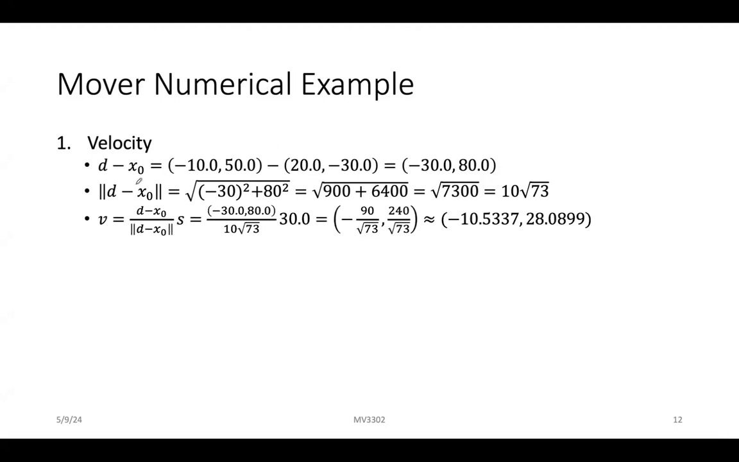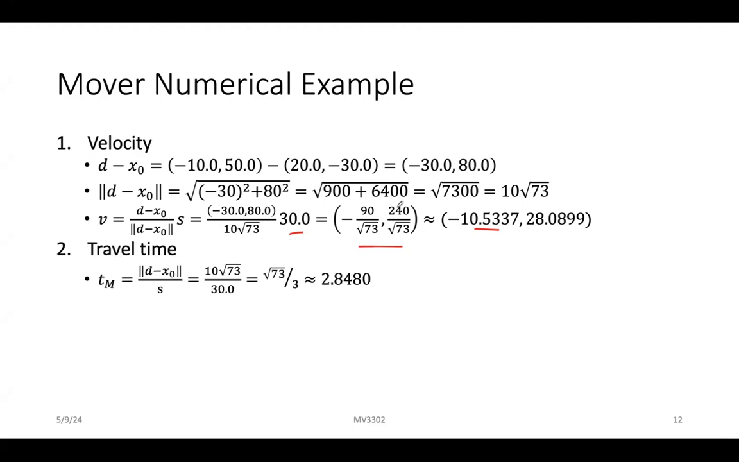Having done these two, we divide our difference vector by the distance and multiply it by the speed. So here's our difference vector, here's our magnitude, so this is a unit vector in the right direction. Multiply it by the speed of 30 in this case, and we get this value, and only at the very last minute should you unravel the thing. Okay, so there's our velocity.